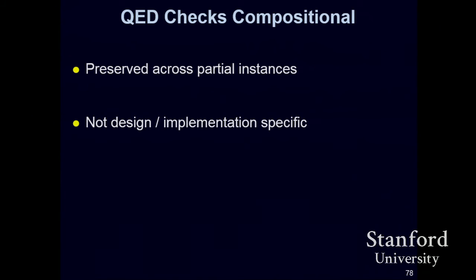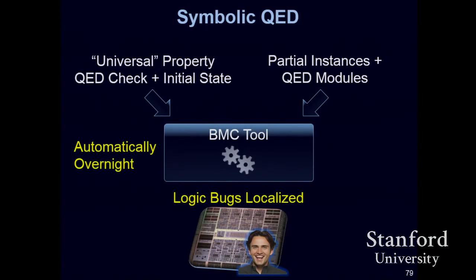However, the QED checks are compositional, because as long as you keep at least one core, you can run instructions on that core. And you can configure your system to have as many caches or memory banks, and basically you just have to have some legal configuration, and these things are designed to be plugged together in various ways. So you just have to have various legal configurations, and all of them should work. Okay, so the property of QED consistency, or checking the QED test, works for all of these configurations. So it is compositional. All right, so to summarize, we have our universal property, we have partial instances with the QED modules, and we put all of this together in our bounded model checker tool, and you can run this, and within a few hours, you do get these results.